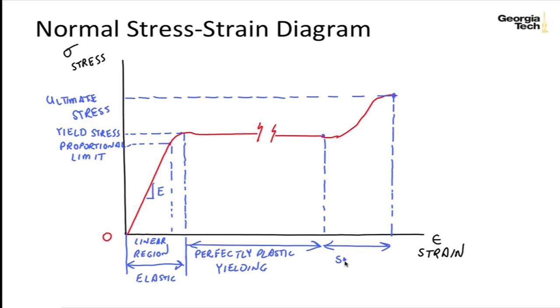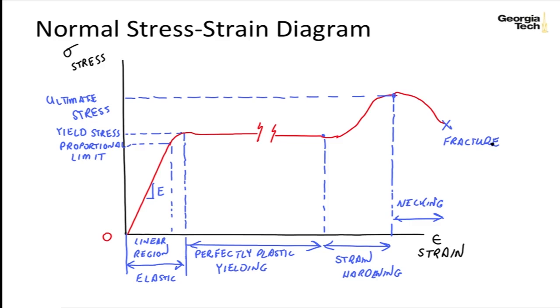And then the specimen starts to neck down, or the diameter becomes smaller, and it continues to become smaller, as you saw in the video clip, until it actually fractures. So we go along here until we get fracture. So this section is called necking. Until we get to a point where the specimen fractures.